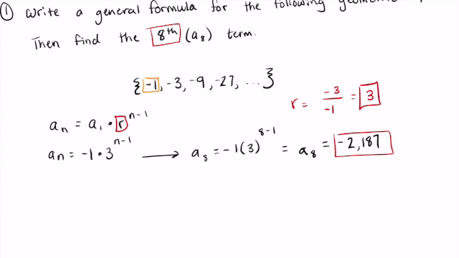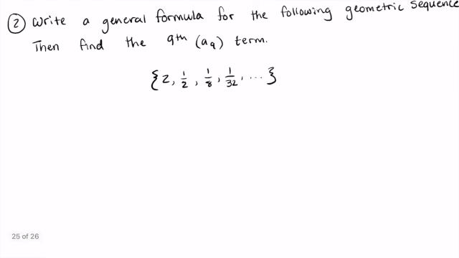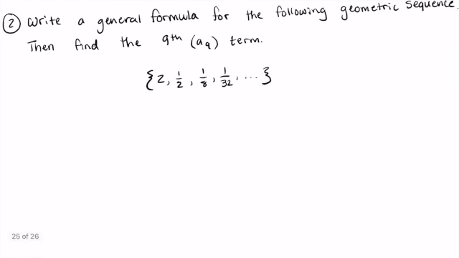And as I said, these grow very fast. Just 8 terms, we're in the thousands, right? So not too terrible, very easy. Let's look at another one. In this problem, they want us to write a general formula for the following geometric sequence and then find the 9th term.